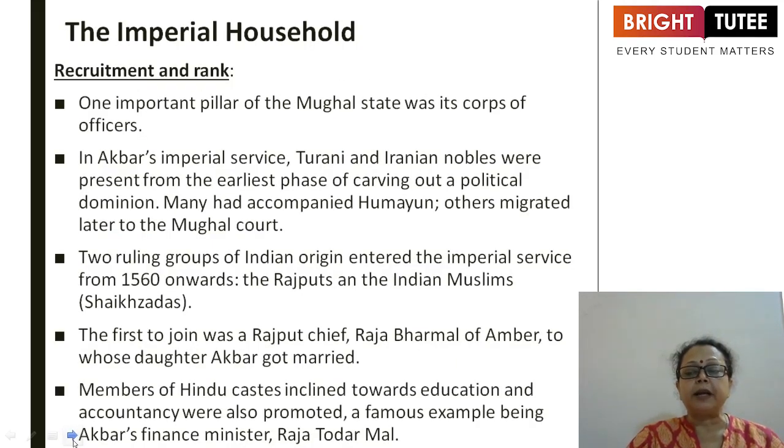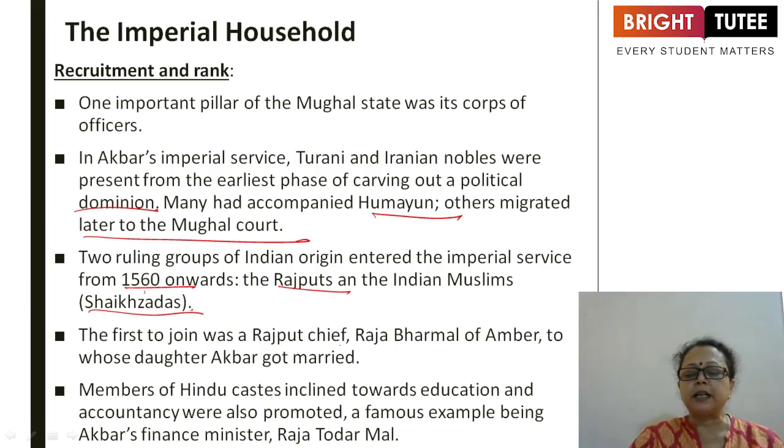Now, the requirement of the imperial household, rank and recruitment. One important pillar of the Mughal state was its corps of officers. In Akbar's imperial service, Turani and Iranian nobles were present from the earliest phase of carving out a political dominion. Many had accompanied Humayun, others migrated later to the Mughal court. The ruling groups of Indian origin entered the imperial services from 1560 onwards: the Rajputs and the Indian Muslims, Sheikhzadas. Indian Muslims were known as Sheikhzadas.